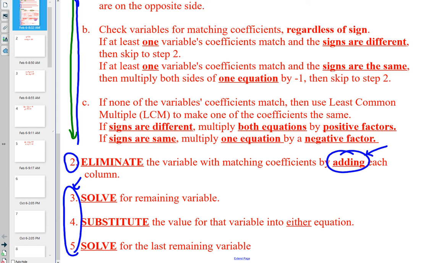Do you remember when we graphed that, before we even put a graph on the paper, we were able to tell what type of solution? What were the 3 types of solutions that a system could have? No solution, one solution, or infinite solutions. Just because we're not graphing doesn't mean that those don't apply. It's the same types of solutions. We're going to have either infinite solutions, no solution, or one solution.